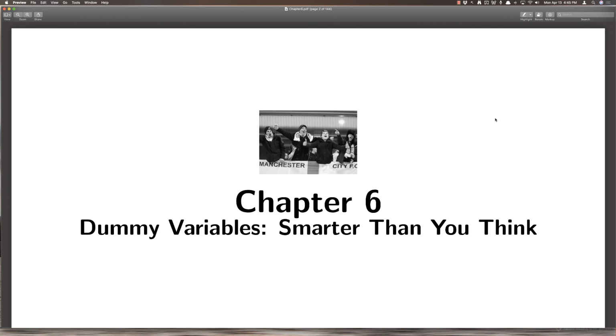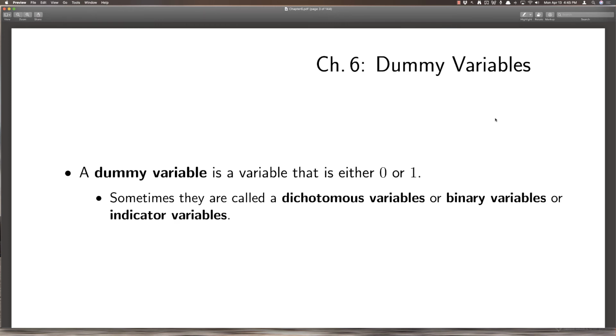In Chapter 6, we're going to talk about a lot of the different things you can do with variables, which are sometimes referred to as dummy variables. There are some other names for them also, and we'll talk about those different names as we go through this chapter. So a dummy variable is just a variable that can take on only two values. It's either 0 or 1. Other names for dummy variables are dichotomous variables, binary variables, indicator variables. Sometimes when people talk about the distribution of such a variable, they'll talk about a Bernoulli distribution.